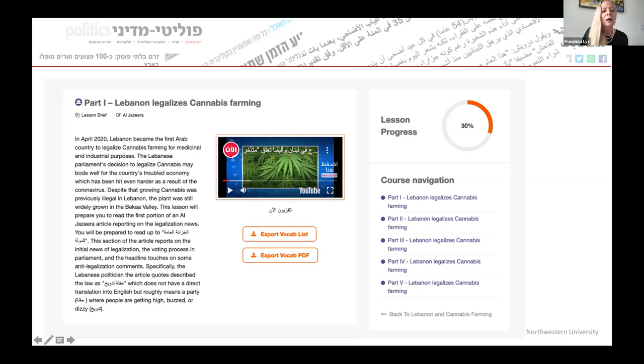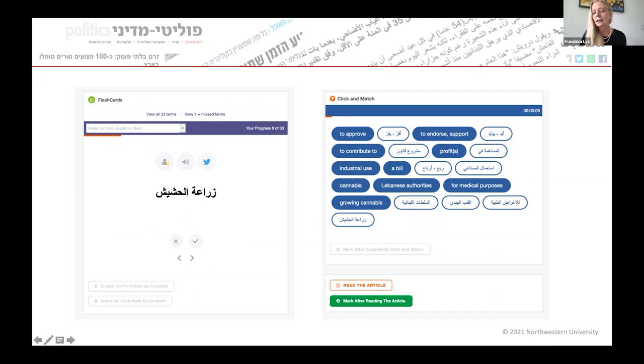Besides the video, you also have two tools to practice the vocabulary. On the right side, you see there the student has to match the Arabic with the English. And on the left side, it's a very fancy flashcard program where you have the Arabic. If you click on it, you get the English. You have a pronunciation of the word. And very interestingly enough, if you click on this button, it will save the words that you like into a separate flashcard program. So students can actually make their flashcard program that is most useful to them.